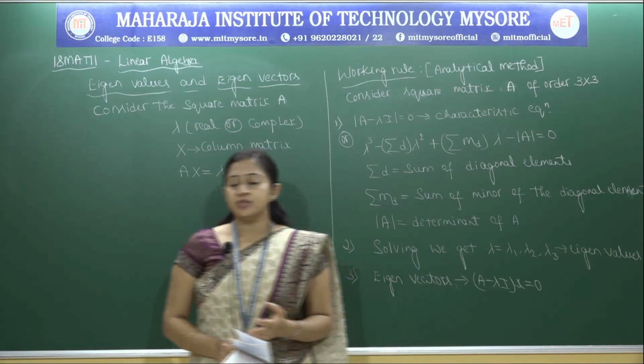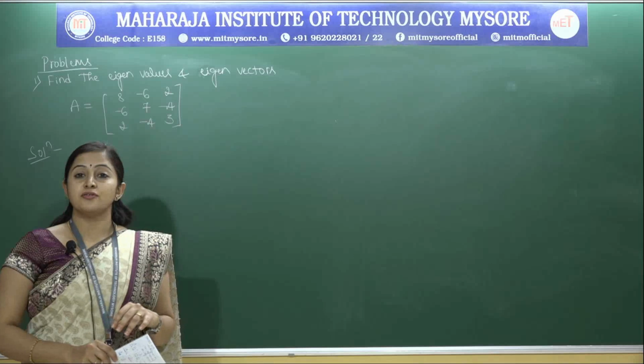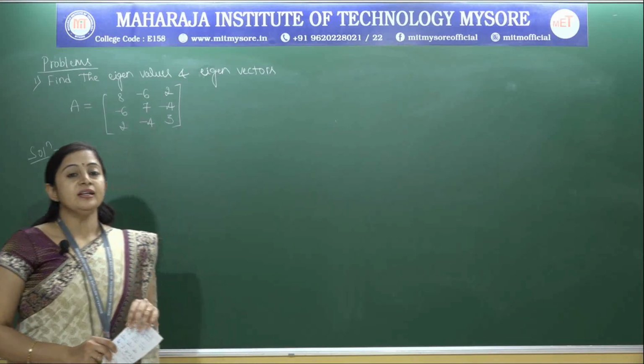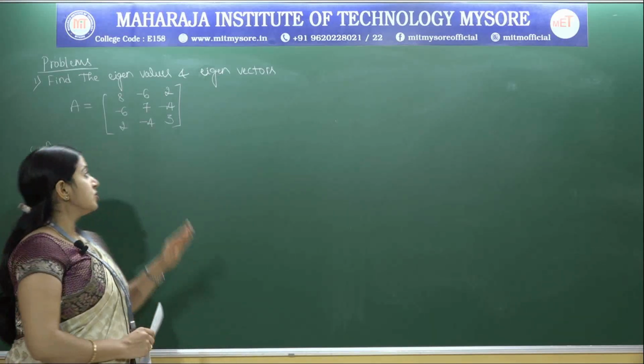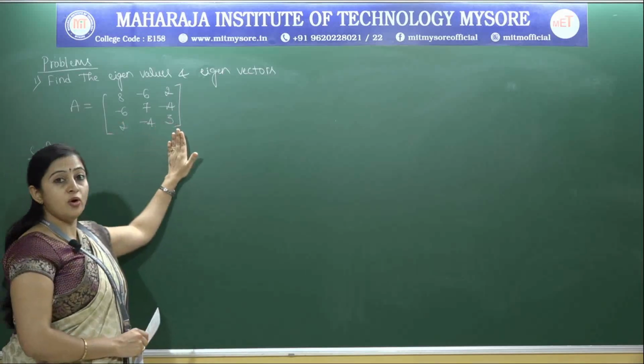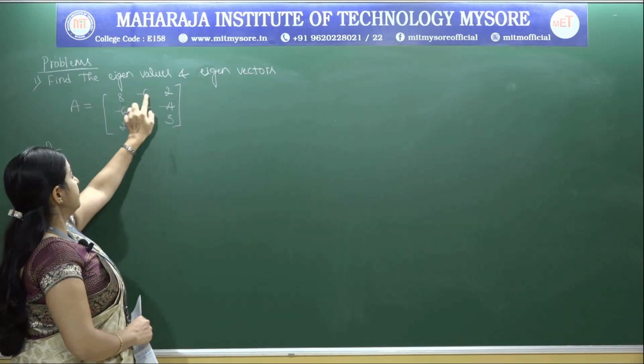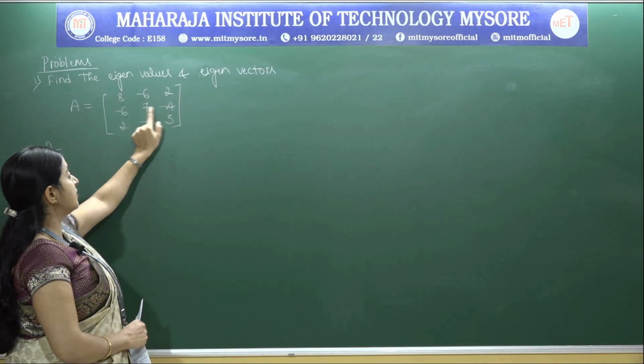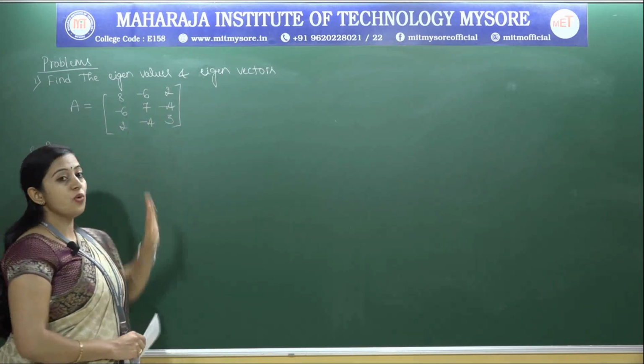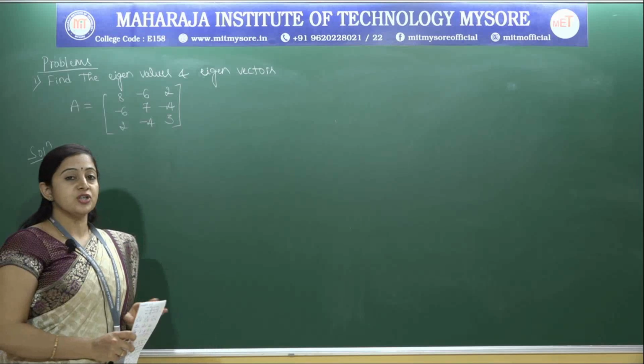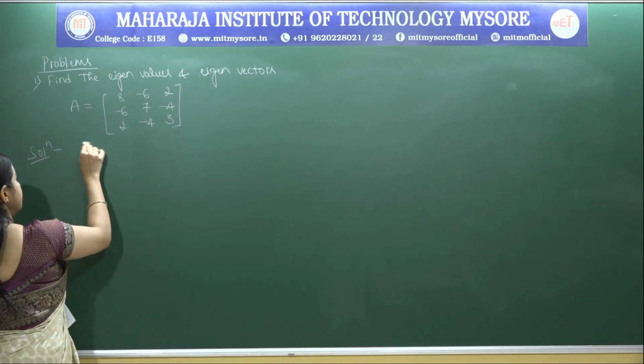Next, the first problem. Find the eigenvalue and the eigenvectors of the given square matrix of order 3 cross 3. It is 8 minus 6 2, minus 6 7 minus 4, 2 minus 4 and 3. So the first procedure, you have to consider the characteristic equation.